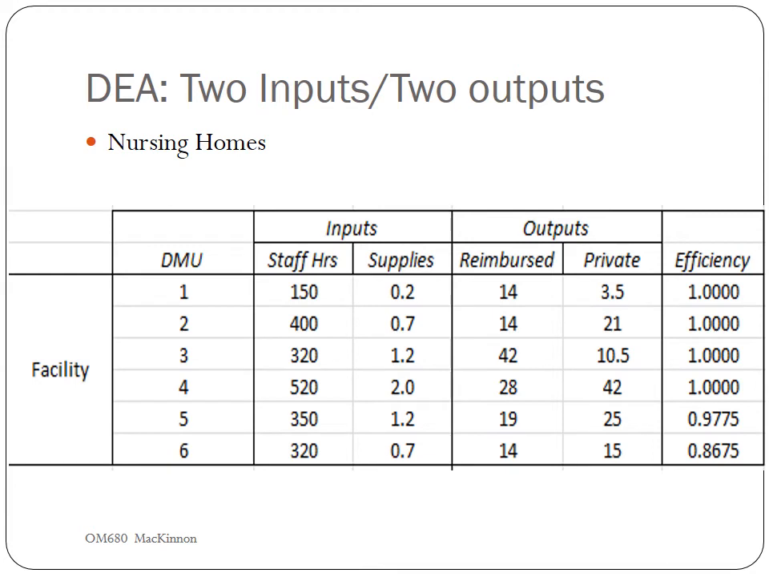So let's take 2 nursing homes. Actually, it's 6 nursing homes. 2 of them are inefficient, and 4 of them are efficient. We have run our DEA and we've determined that there are a set of weights for reimbursed and private that give us efficiencies of 1 for DMUs 1 through 4. But for DMUs 5 and 6, there are simply no weights. There are no possible combinations in the universe that will ever bring them up to an efficiency of 1.